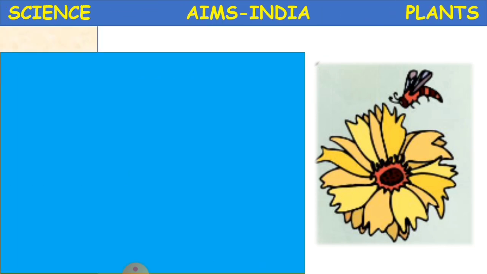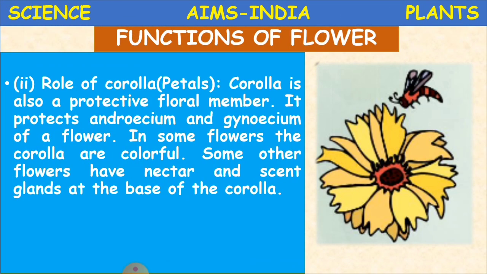And now what about the role of corolla, that is petals? The corolla is also a protective floral member, okay. Floral is nothing but which belong to the flower, okay. We call them floral. And corolla is also a protective floral member. It protects the androecium and gynoecium of a flower.